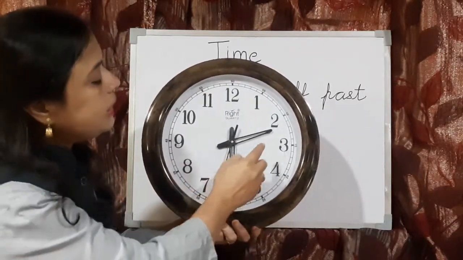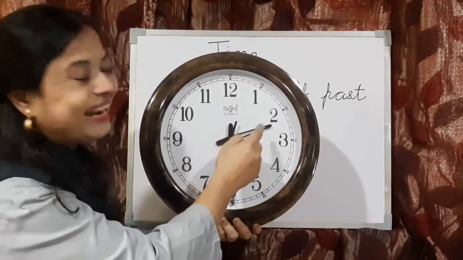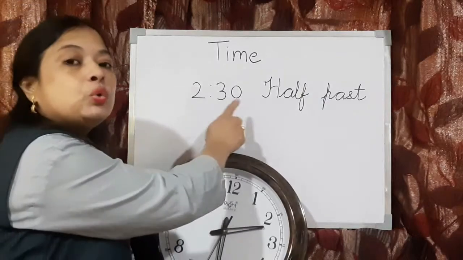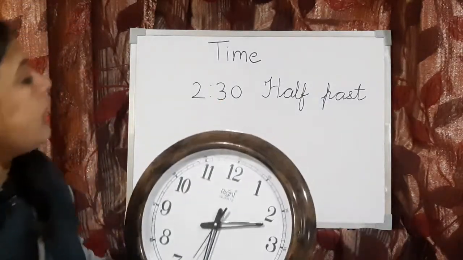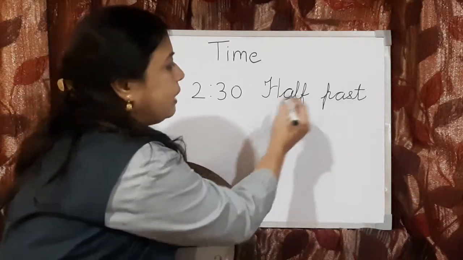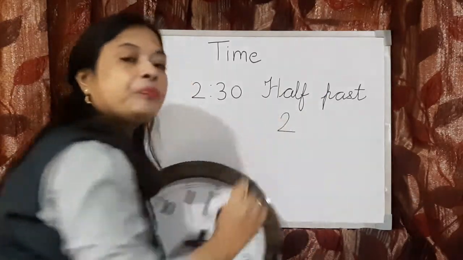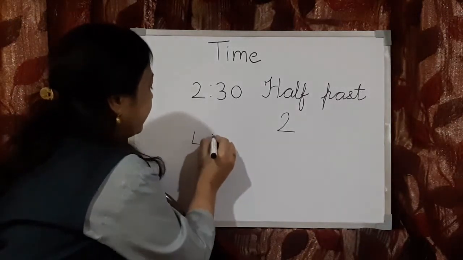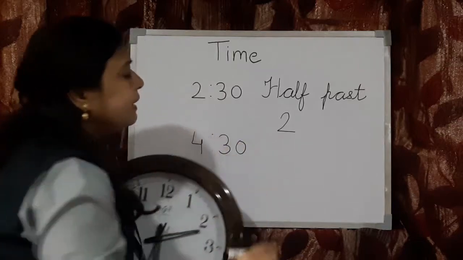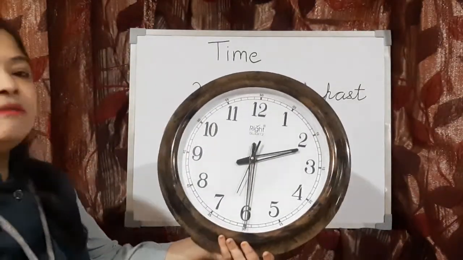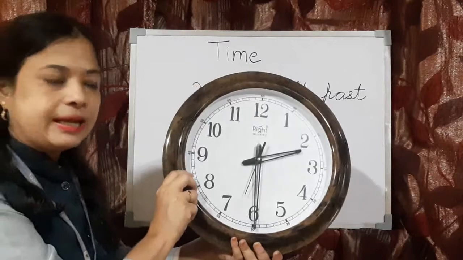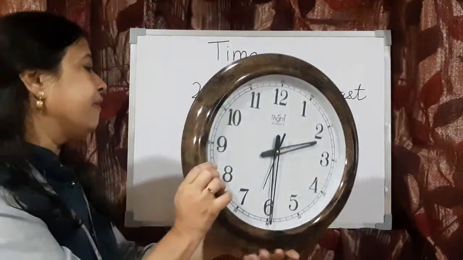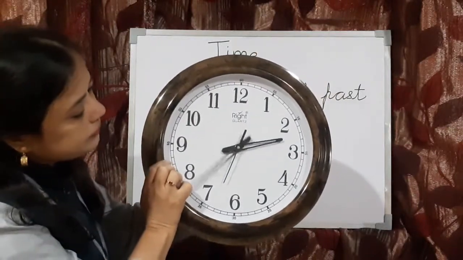And as you can see, the small hand, the short hand, is between 2 and 3. So what is the time given here? The time is 2:30. And how will you write it in a sentence? You will write half past 2. Right? Same way, suppose 4:30 is given. When it is 4:30, where will the short hand come? It will come between 4 and 5. I will also show you.